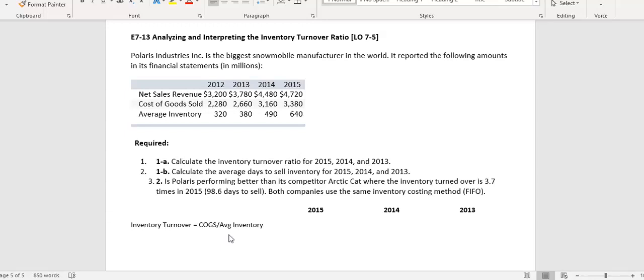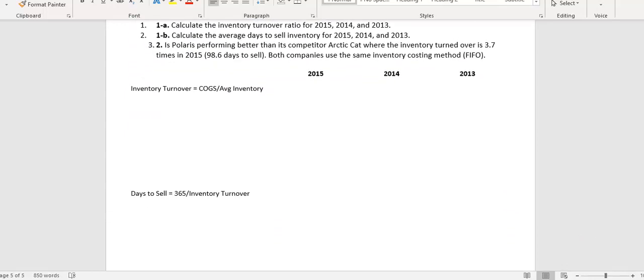However, if you're not within the company, you may have to rely on this year's ending inventory and last year's ending inventory, add them together and divide by 2. The other ratio we have is called the days to sell, sometimes called days sales in inventory. And we take the number of days in the year, 365, and divide by the inventory turnover we just calculated.